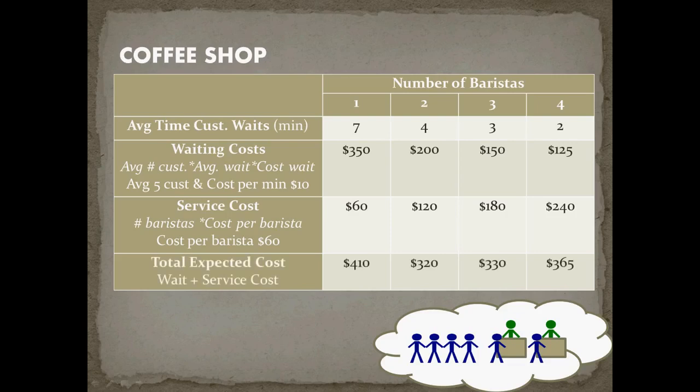My total expected cost then is just the sum of my wait cost and my service cost. So in the case of 2 baristas, my waiting cost is $200. My service cost is $120, so my total expected cost is $320. As a business, I'm going to minimize my total expected cost, so I'm going to end up hiring 2 baristas.